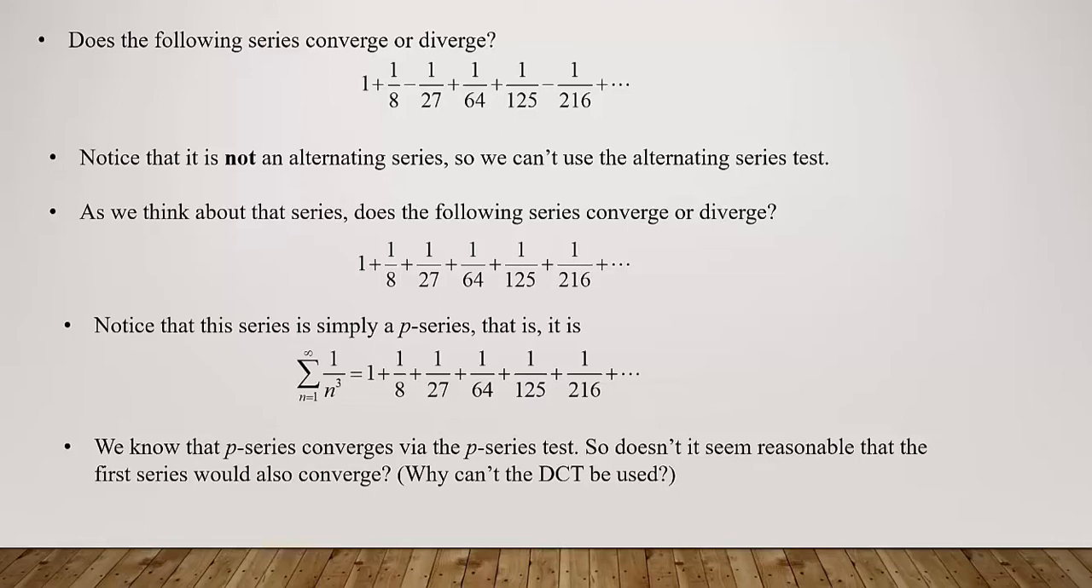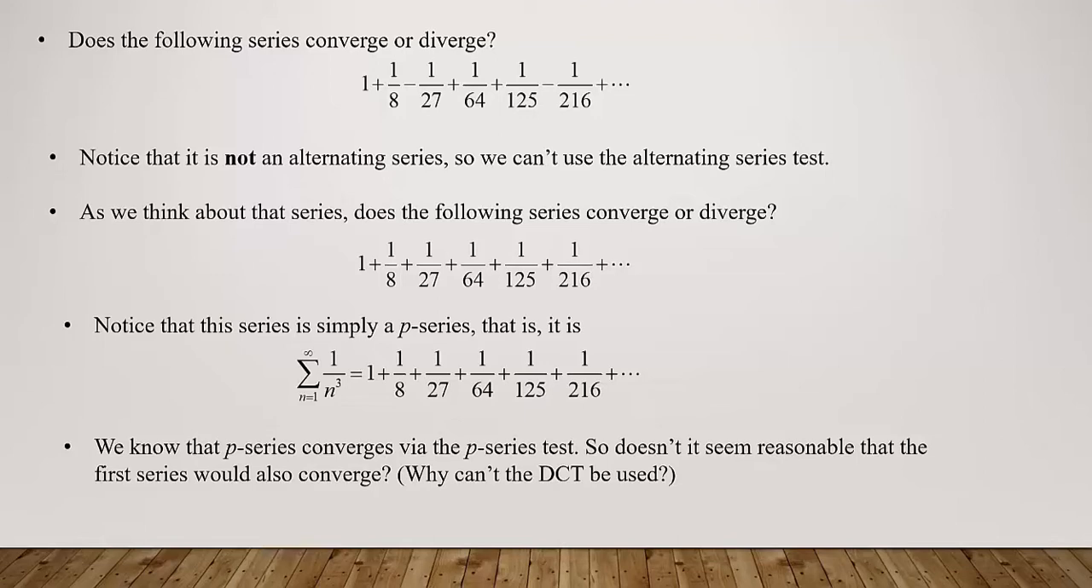But why can't the direct comparison test be used? Why can't I use the direct comparison test to say that series at the top of the slide converges because it's less than the p series 1 over n cubed? Well, the reason why I can't use the direct comparison test is, remember, the direct comparison test is only valid for series that have positive terms. And that series at the top of the slide here does not have positive terms.